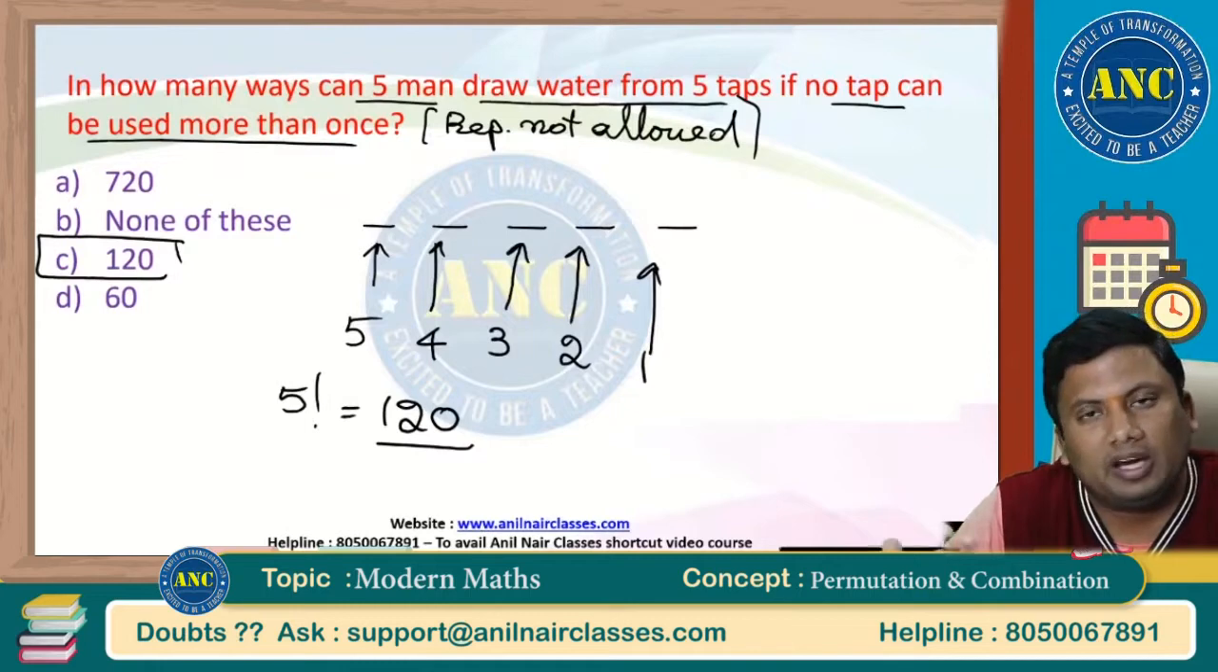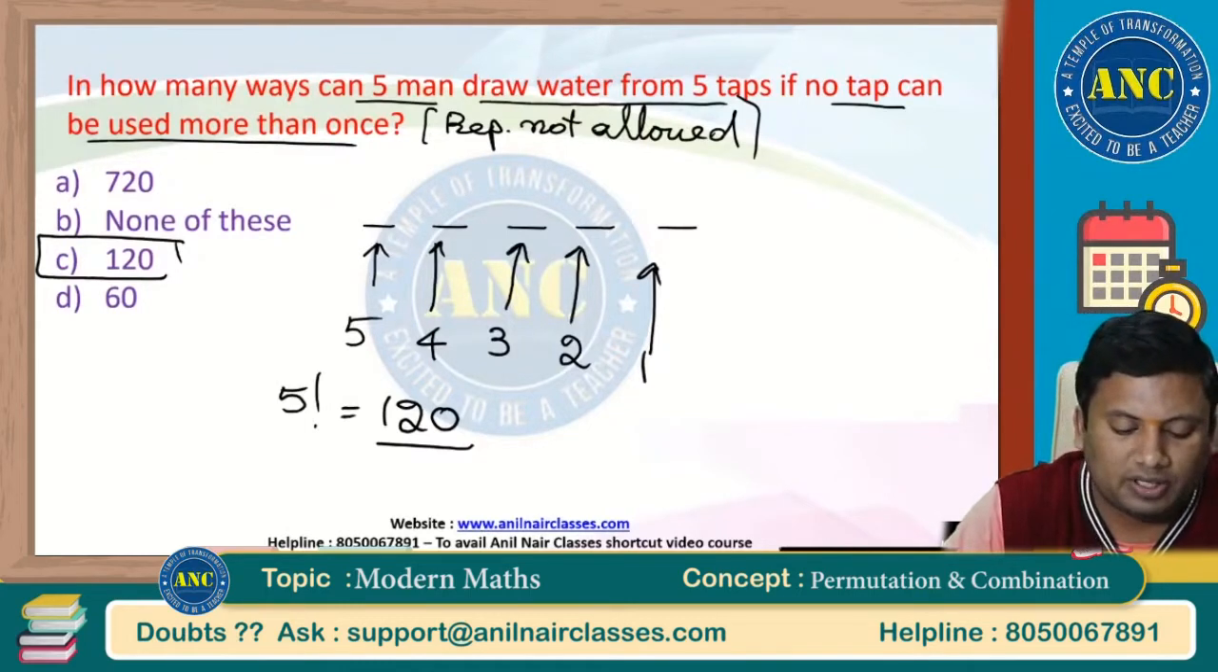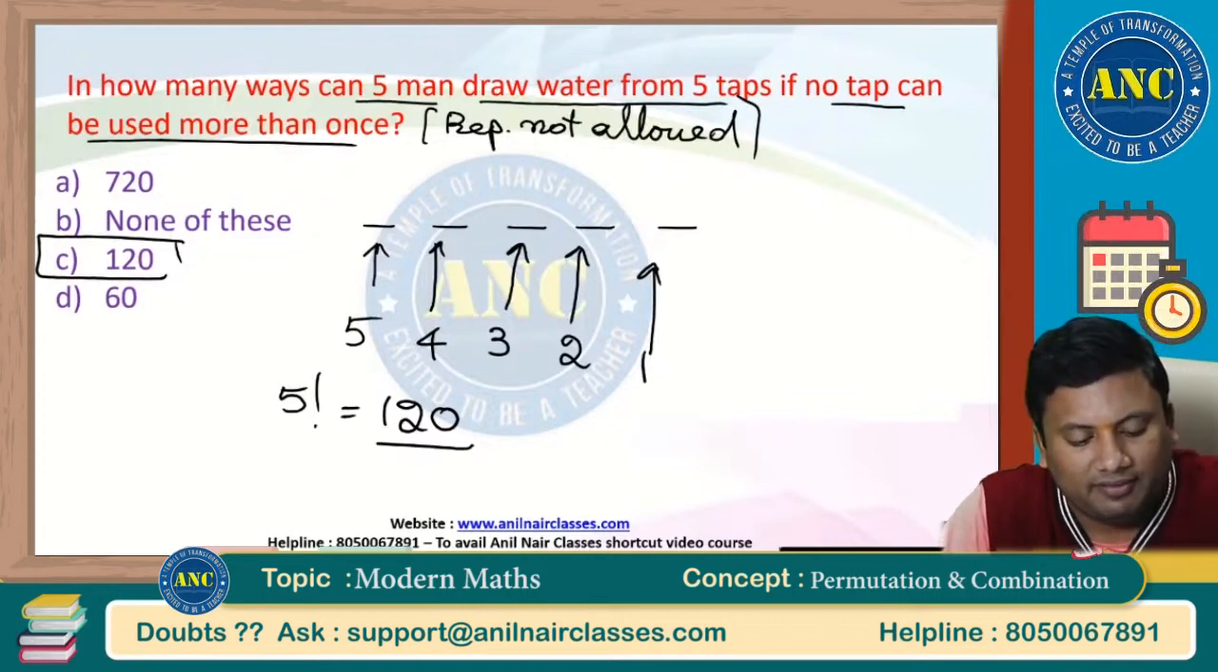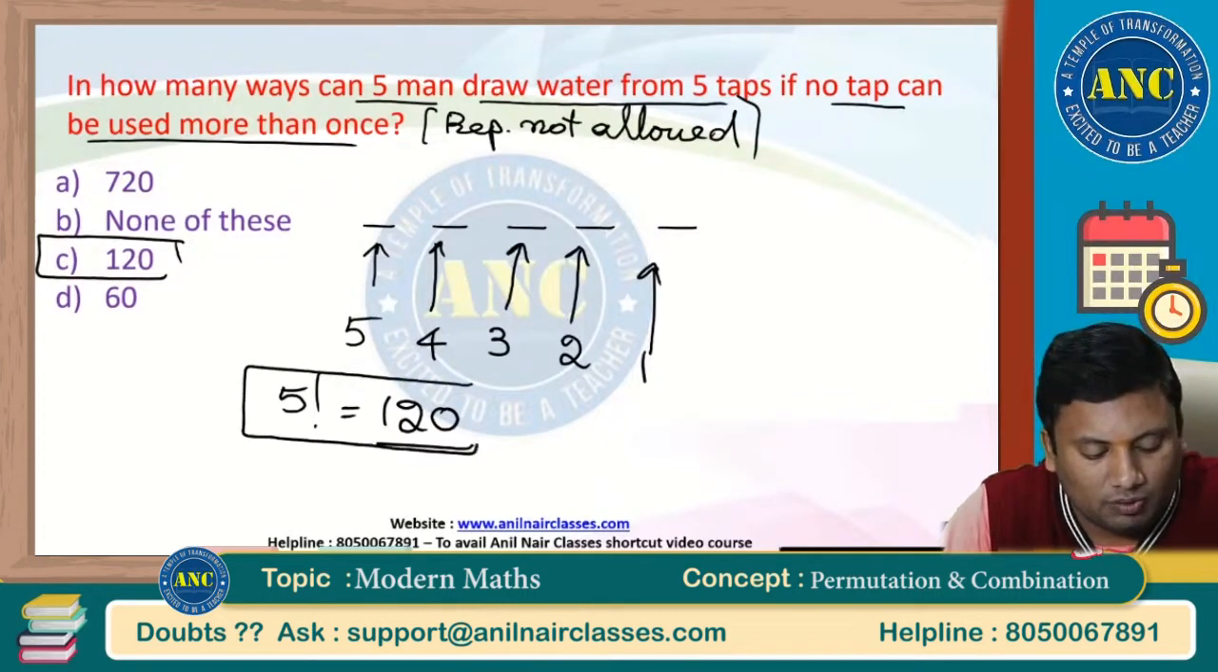Second man can open any of the other 4 taps. Third person any of the 3 taps. Fourth person 2 taps. Last person 1. 5 factorial, it is nothing but 120.